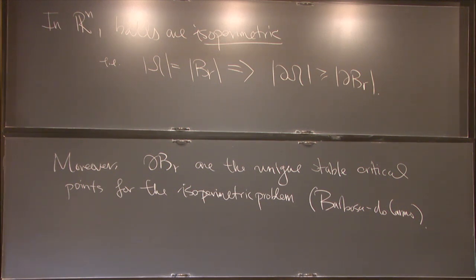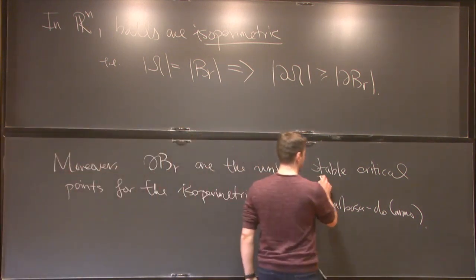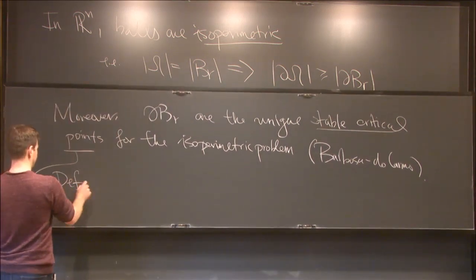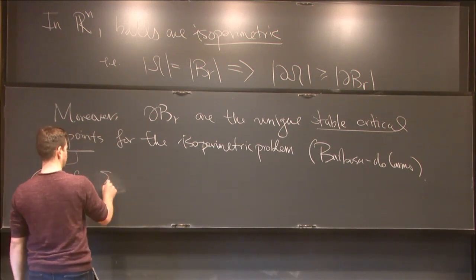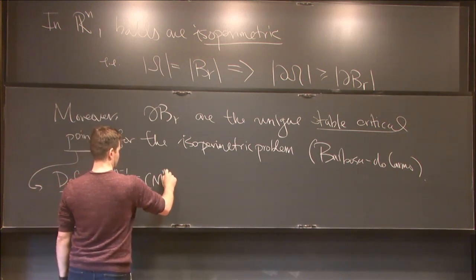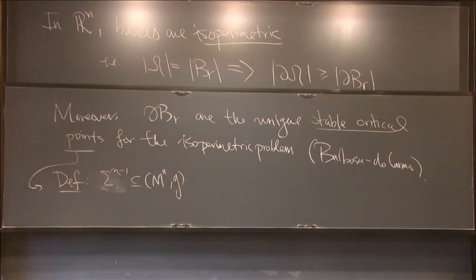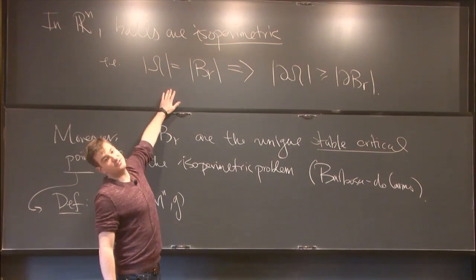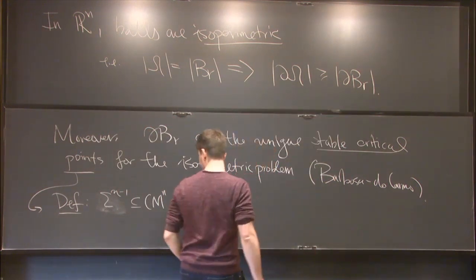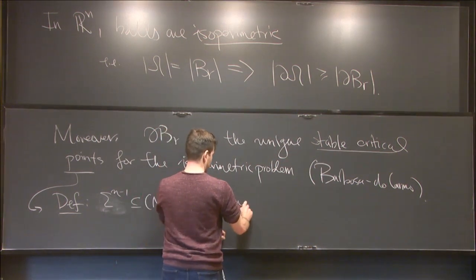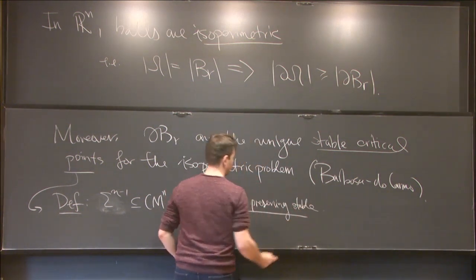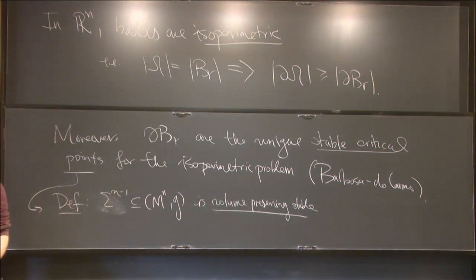Okay. Because it will be important for my talk, I'll take this moment to write it out a bit more precisely in a Riemannian manifold. So what does it mean to be a stable critical point for the isoperimetric problem? You should consider variations which fix the volume and consider how the area changes. So we call the property of being a stable critical point for the isoperimetric problem volume preserving stable.